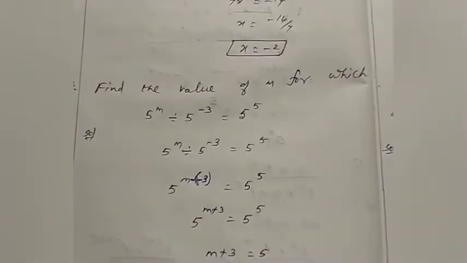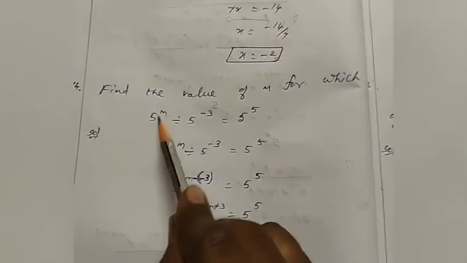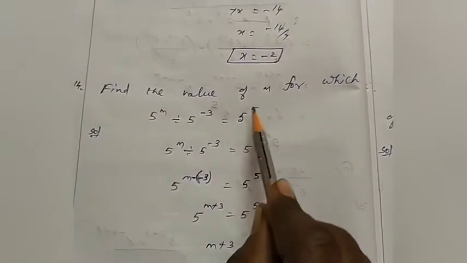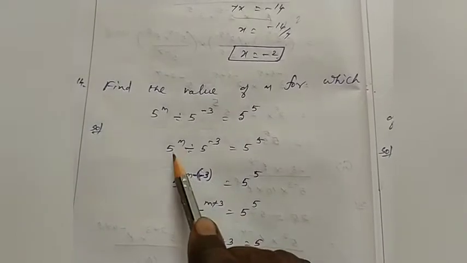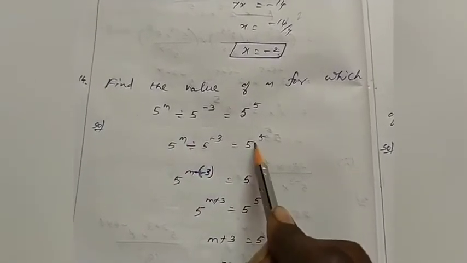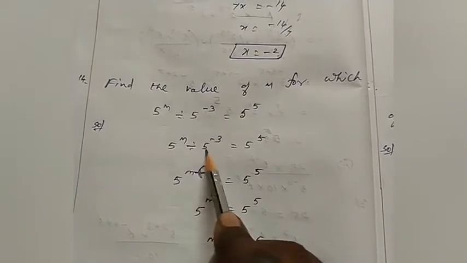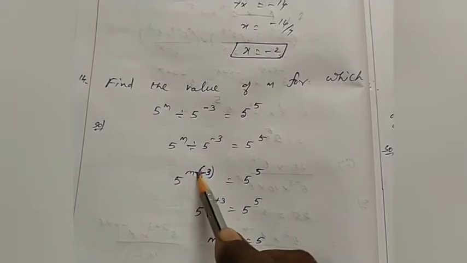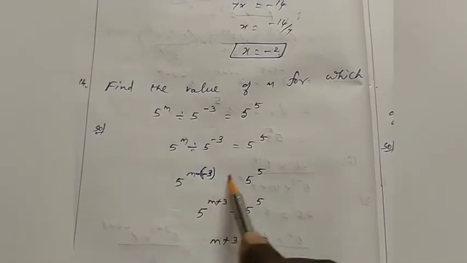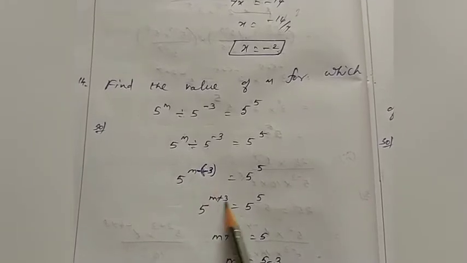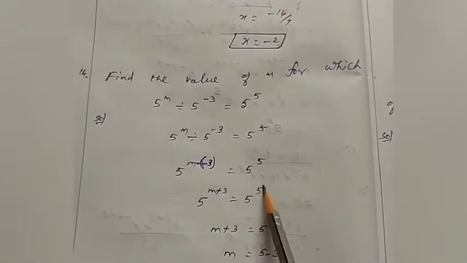So the next question is: find the value of m for which 5^m divided by 5^(-3) is equal to 5^5. So 5^m divided by 5^(-3) is equal to 5^5. Here, in division, the bases are the same, so subtract the powers. So 5^(m - (-3)) is equal to 5^5, so 5^(m+3) is equal to 5^5.